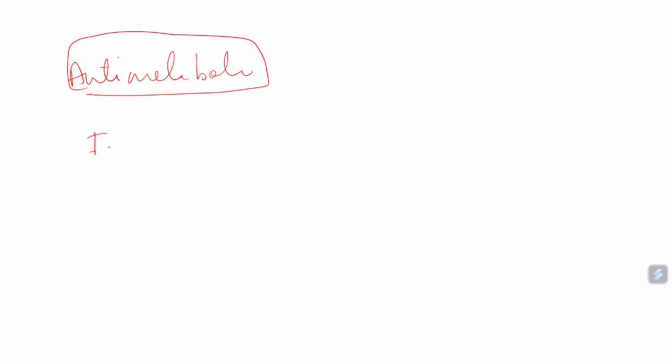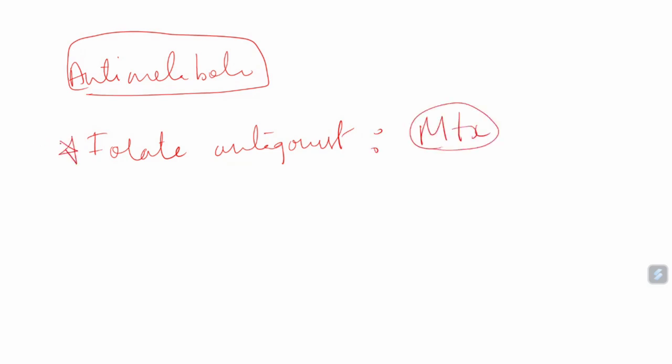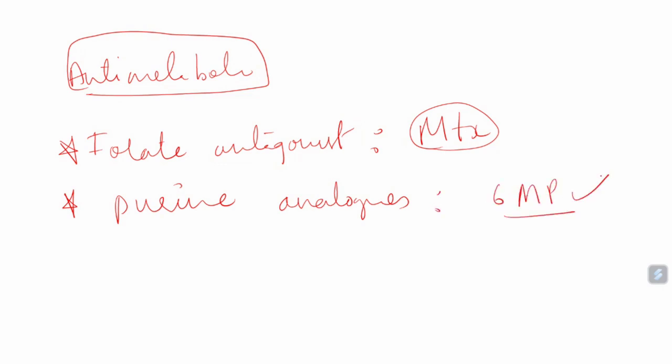In previous classes, we have discussed antimetabolites. In antimetabolites, we already have the folate antagonist. In that, the best example is methotrexate. About methotrexate, the folate antagonist, we have already discussed. So these are all antimetabolite cytotoxic drugs. The next antimetabolite drug we have is purine analogs or purine antagonist. In that, we have 6-mercaptopurine and related drugs that we discussed in the previous class.